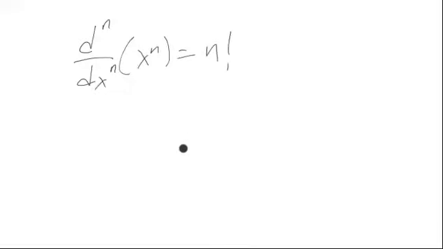Let's take a look at induction for just a minute. Let's suppose that we want to show the following, that the nth derivative of x to the n is always n factorial. How in the world do we do this?